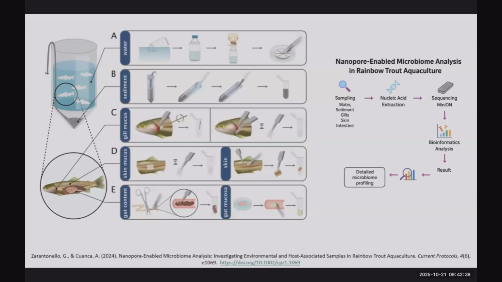This is the nanopore-enabled microbiome analysis in rainbow trout aquaculture, figure 1. Description for presentation shows the sampling to sequence workflow in rainbow trout aquaculture. The different type sampling, A, B, C, D, E: A, water, B, sediment, C, gill mucus, D, skin mucus, E, gut content, and gut mucosa.